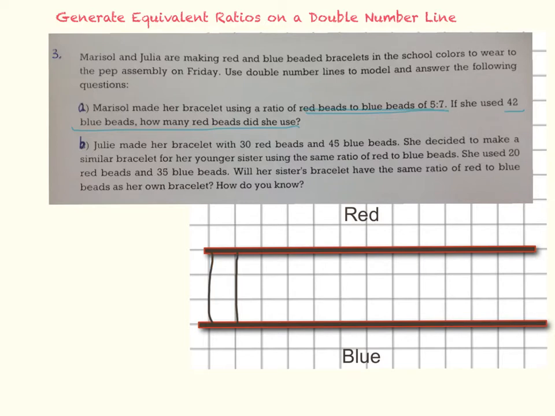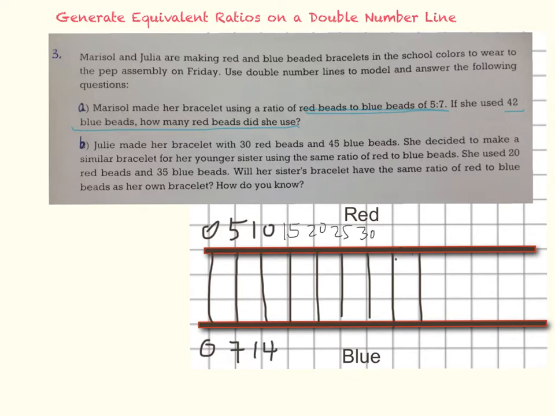Okay, so the line will start from 0. That means 0 red beads to 0 blue beads. Okay, and then we go back to the ratio, 5 red beads to 7 blue beads. So here I'll put 5 reds to 7 blue. And then that means 10 red to 14 blue beads, and so on.